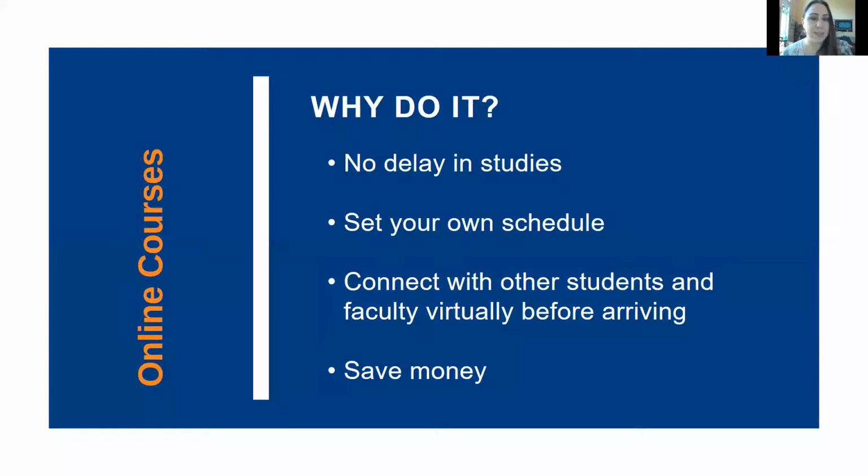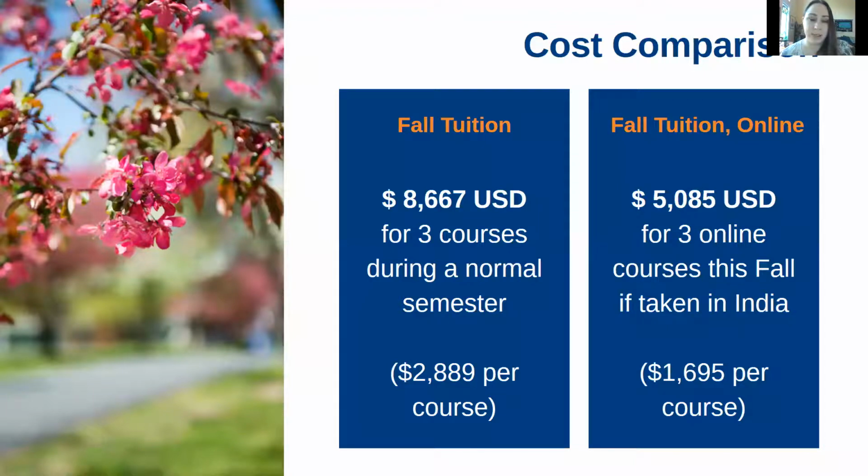You'll also be able to save some money if you take online classes this fall. You can see the cost comparison here. The first column is for 3 courses during a normal semester, which is about $8,600, or less than $3,000 per course. But for students taking online courses outside of New York State, from India for example, the cost would be about $5,000 for 3 courses, or about $1,600 per course. So by taking online courses this fall, if you are unable to come in August, you'll be able to save money.